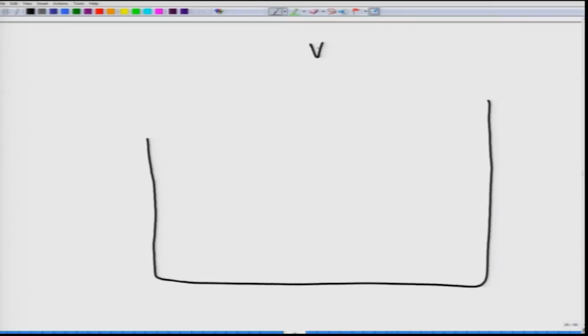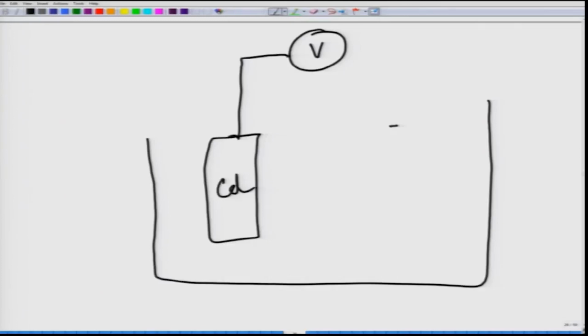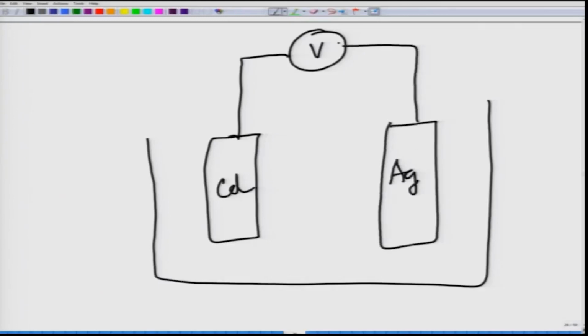So, here you have the voltmeter sitting and you have a cadmium electrode, again a cadmium electrode, but this time I have a silver electrode, no more AgCl, I have a silver electrode sitting here. Okay. So, here is a positive, here is a negative, as we have all earlier showed, and now I am putting two different electrolytes into that.